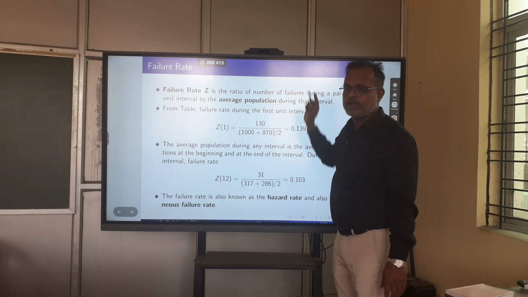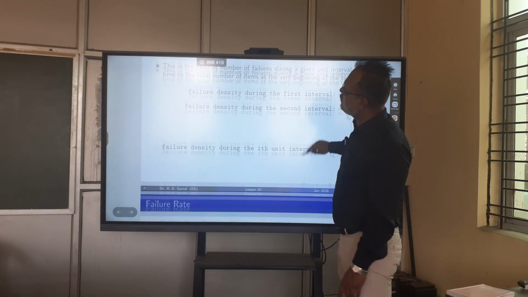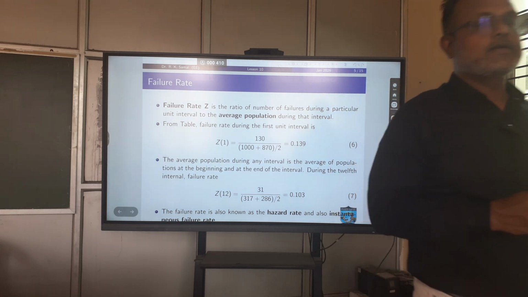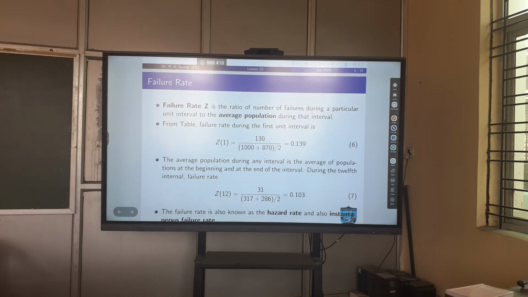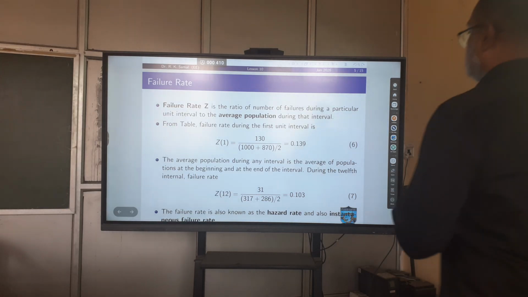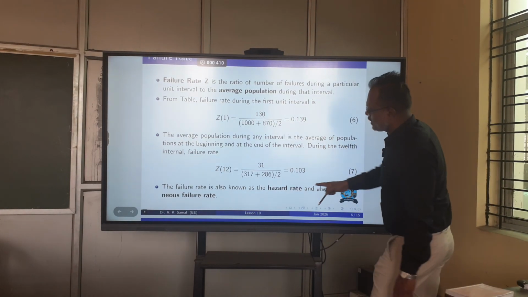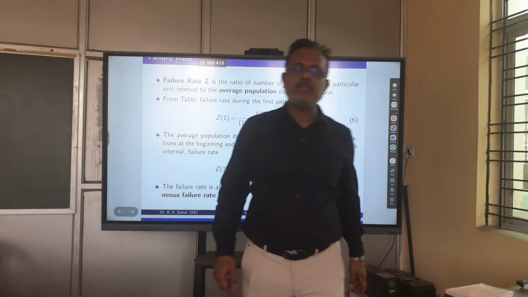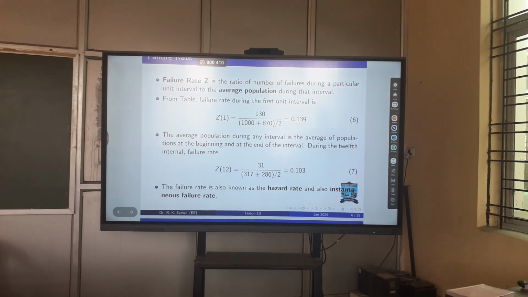Write down the definition of failure rate. Okay, so we have written the definition of failure density. Now write the definition of failure rate. What is failure rate? And this failure rate is also known as hazard rate or instantaneous failure rate. Just mention the definition because the calculation I have already explained to you.